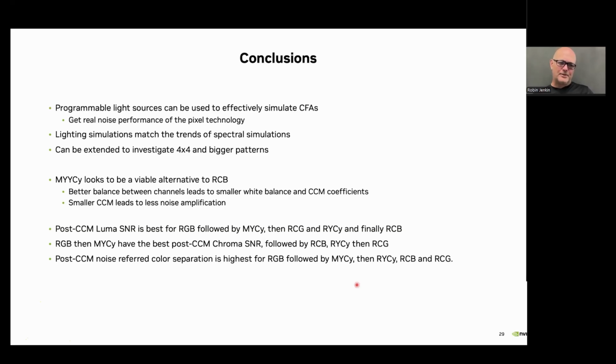MYCY seems to be a viable alternative to RCB. If I had a choice between the two, I'd certainly look at MYCY. Better balance between the channels leads to smaller white balance terms and smaller twists on the CCM coefficients. And of course, that gives us more control of the noise amplification.